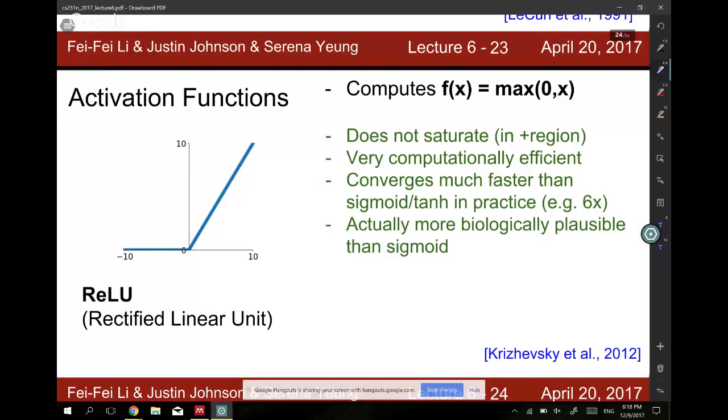Now look at ReLU. ReLU is this. It just takes the maximum between 0 and the input, element-wise. If you look at this function and think about the problems we saw earlier in sigmoid, we'll find that it does not saturate in the positive region, and it's very computationally efficient since it just takes the maximum. In practice, it converges much faster than the sigmoid function, around 6 times faster. It is also more biologically plausible, as found by neuroscience experiments.